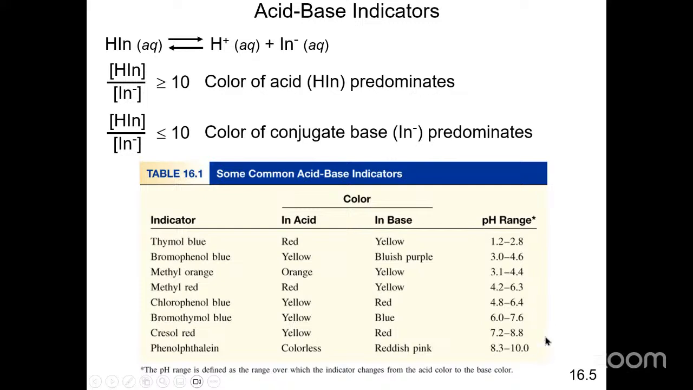And below that, we have some indicators and their corresponding colors in acid and base. And for those of you enrolled in my lab, you should be familiar with phenolphthalein, which is colorless in acid, but pink in base, all right? And you'll find that different indicators transition from one color to the other over a particular pH range. In the case of phenolphthalein, the pH range over which the color change will occur is from 8.3 to 10.0, and you see other pH ranges for other indicators.